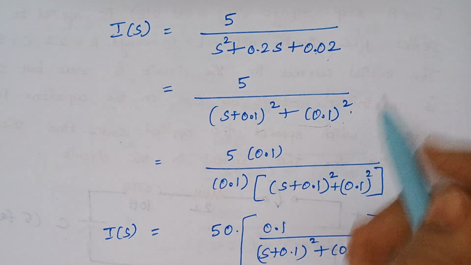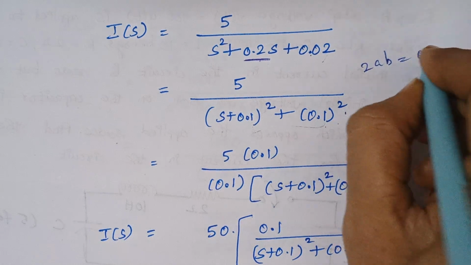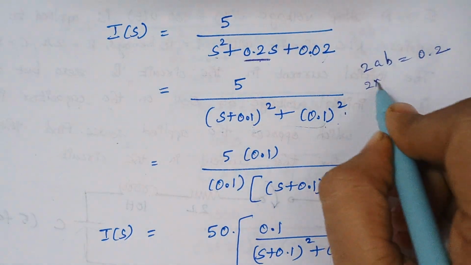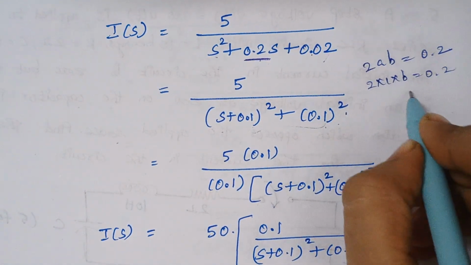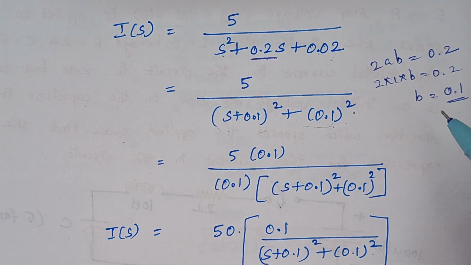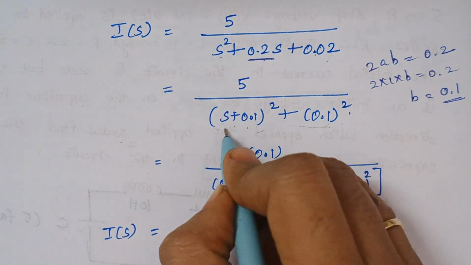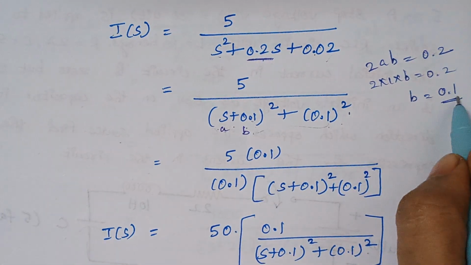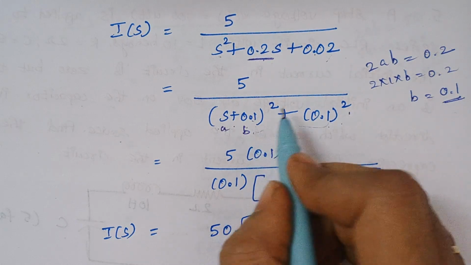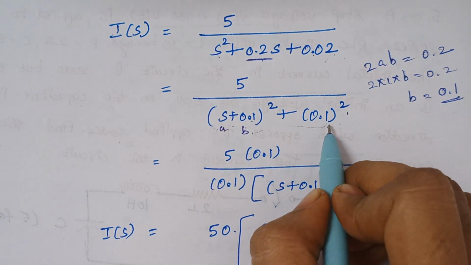Right. So here again the same thing. This is the 2ab. Therefore 2ab is 0.2. The value of a is 1 because the coefficient of s square is 1 here. So 2 into 1 into b is 0.2. Therefore the value of b is 0.1. Right. So we should have, that is, the expression should be like this: s plus, that is a plus b the whole square. A is s and the value of b is 0.1. Right. So a plus b whole square. So when you subtract this 0.1 square value from this term, here we will be having again 0.1 whole square.